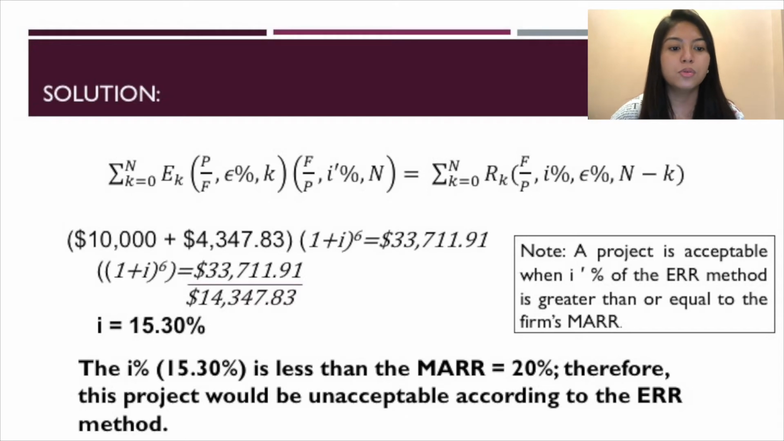than or equal to the firm's MARR. The MARR given was 20%. Now, from the calculated value, 15.30%, that's our i. This means that it is less than our MARR, which is 20%. Therefore, this project would be unacceptable according to the ERR method.